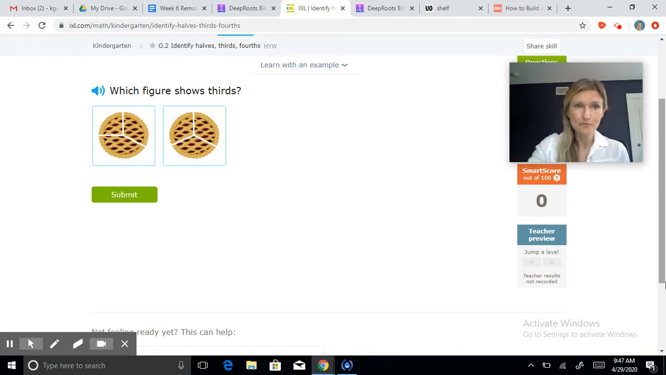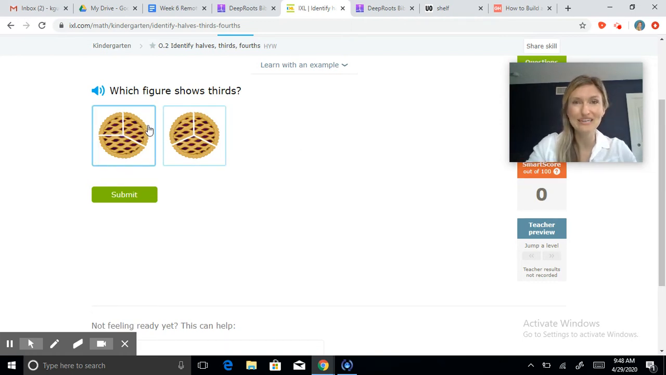So on IXL, it starts out with just asking you, essentially, what are the equal parts? So this one says, which figure shows thirds? And you're like, well, they're both broken up into 3 parts. That's trying to show you that thirds, you can hear the 3 in it, thirds. Like when you're in 3rd grade, there's a 3 in it. So they're asking you, which one is it? So you're going to choose the one that is equal parts. This one is not broken up into thirds. It's just broken up into 3 different size parts. This one shows thirds because it's 3 equal parts.